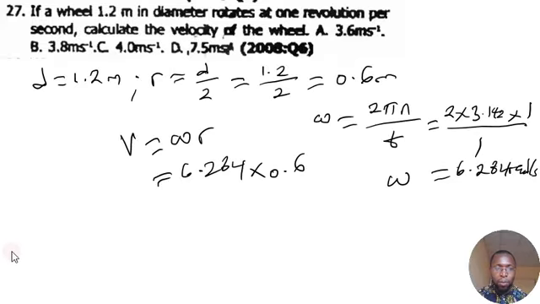6.284 times 0.6 gives us 3.77. Okay, and since you are dealing with linear speed, the unit needs to be meter per second, or m/s. So 3.77 is approximately 3.8. Option A is 3.6, no. Option B is 3.8 meter per second. That's correct, approximately to one decimal place. That's the correct option. No option C, no option D.